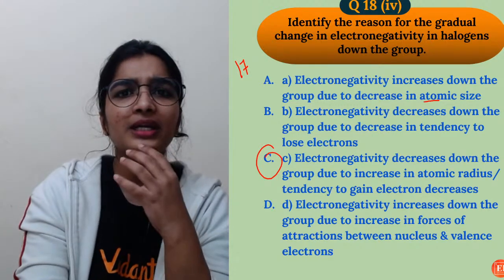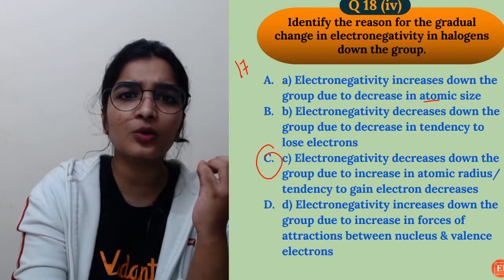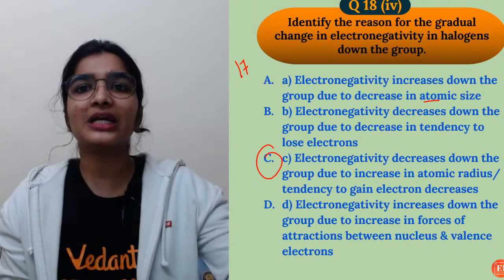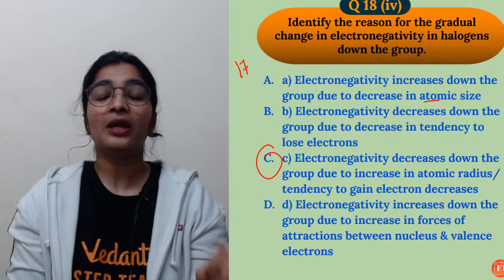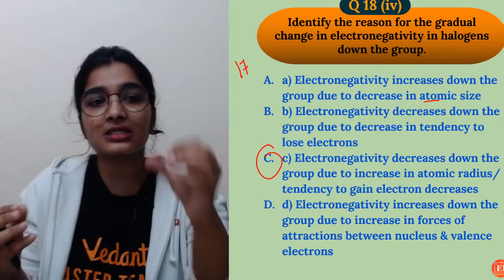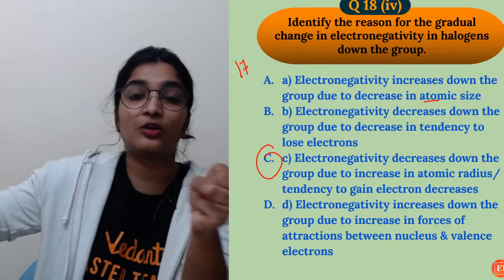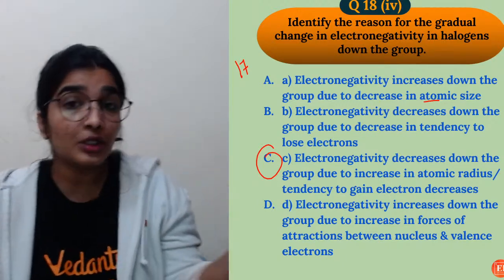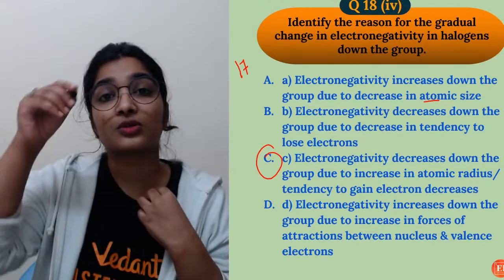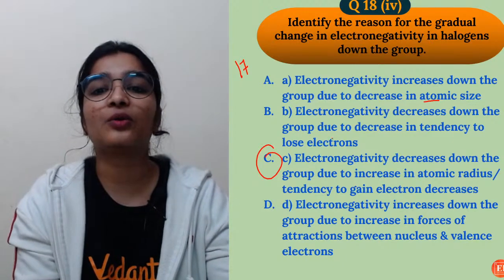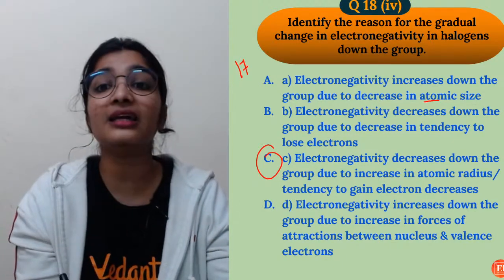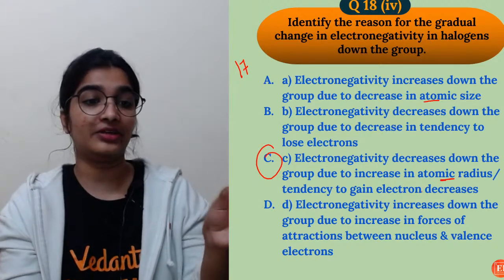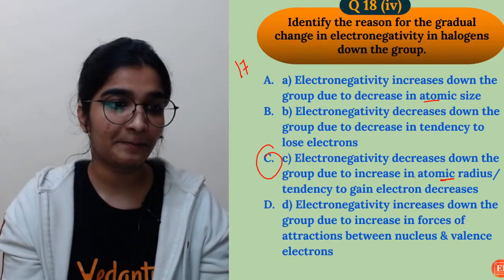So what is electronegativity? The nucleus is very important, right? The nucleus should be able to pull the shared pair of electrons towards itself. But as the atomic size increases, the distance between the nucleus and the shared pair of electrons increases, so it won't be able to pull the electrons easily. So of course, as you go down the group, the electronegativity decreases. The reason is the increase in the atomic radius and the tendency to gain electrons decreases.